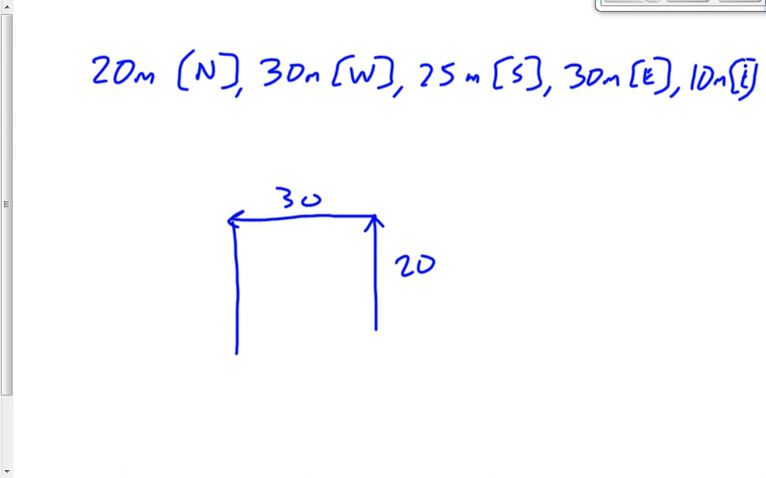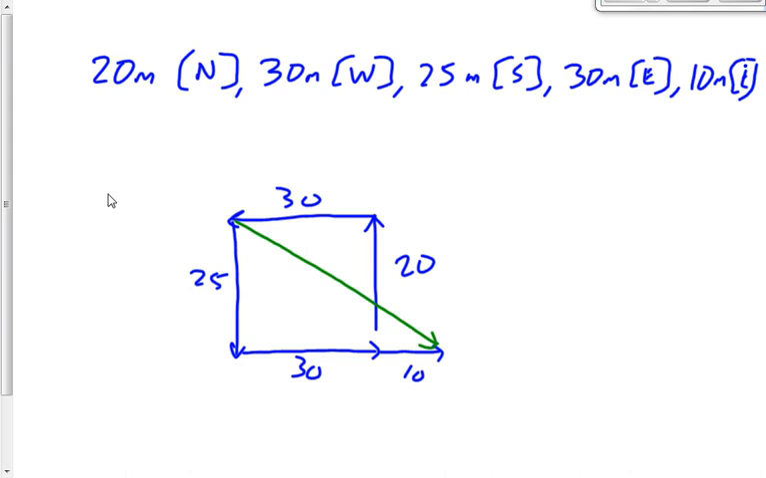We have 25 to the south. We have 30 to the east. And we have 10 to the east. The resultant vector would be drawn right there. Great. That's a good vector diagram. But it doesn't allow us to find the resultant vector. It doesn't allow us to get the sum of those vectors.